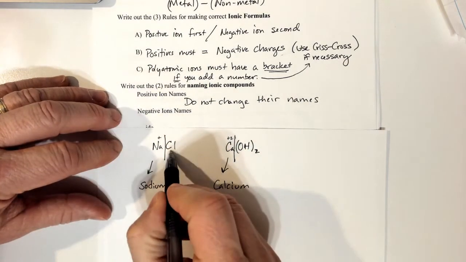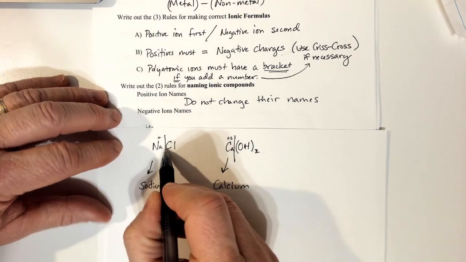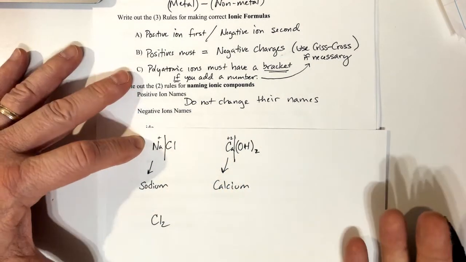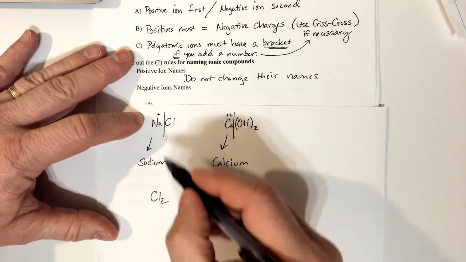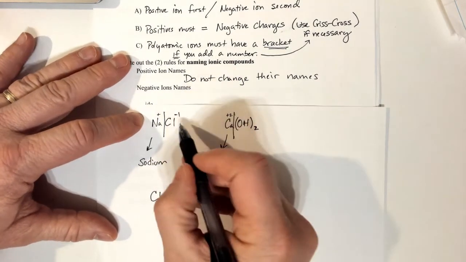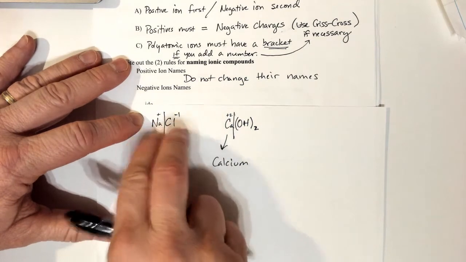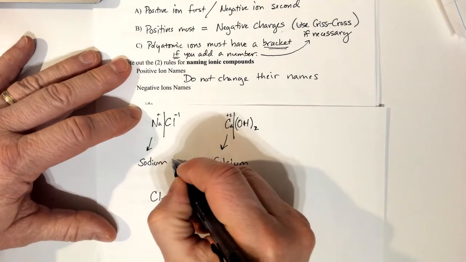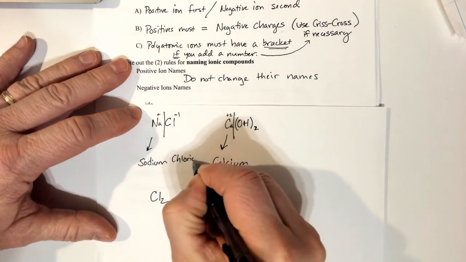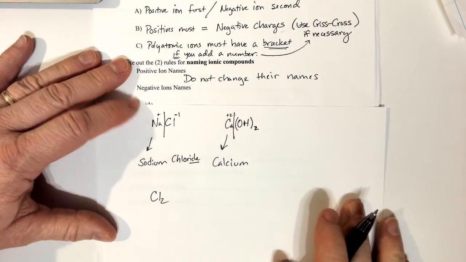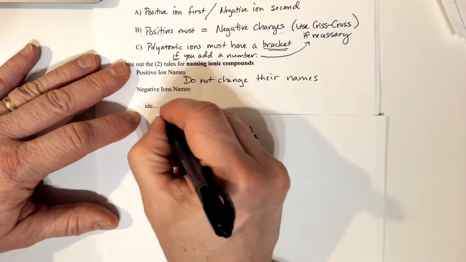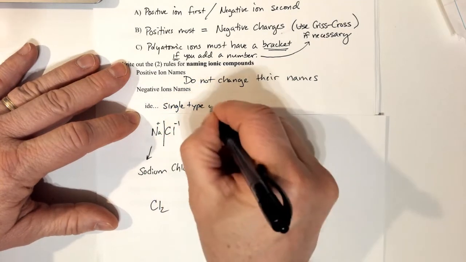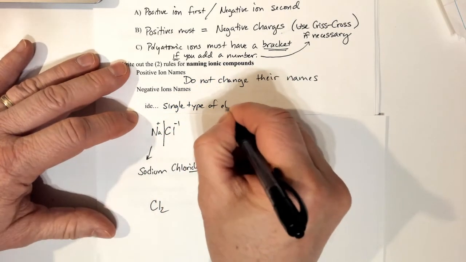If chlorine gets into a formula, okay, now it's attached to sodium. Chlorine by itself is just chlorine. But when chlorine gets into a formula, it now has a negative charge, and so now it adopts a different name when it's in a formula. And so now it is called chloride, okay? And the word ide, I-D-E, means a single type of ion, or element.